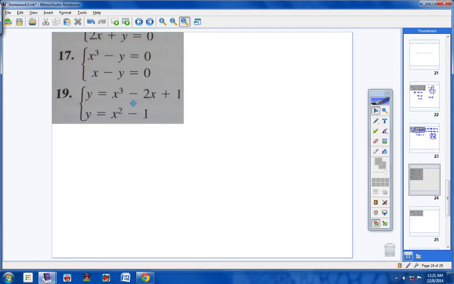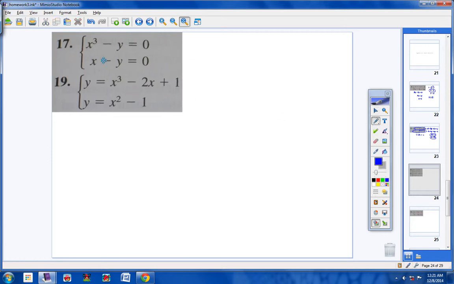Okay, once again we're looking at substitution. It would be easier to get this x here all by itself. So x minus y equals 0. Bring the y over and make it positive. X equals y. Okay? So where the x is here, I'm going to put a y.